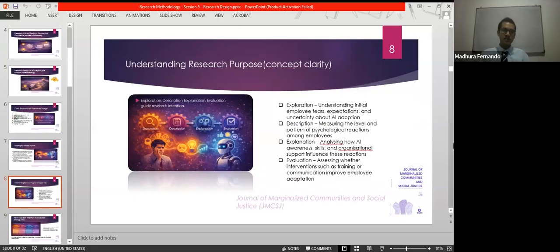He's still there, upset with AI. See this? Understanding research purpose. This slide is for your concept clarity, understanding the concepts. I have given 4 points here. Just have a glance at these points: exploration, description, explanation, and evaluation. These are four different functions that you conduct in your research. You make use of these functions in your research.